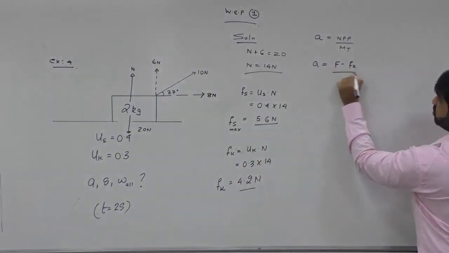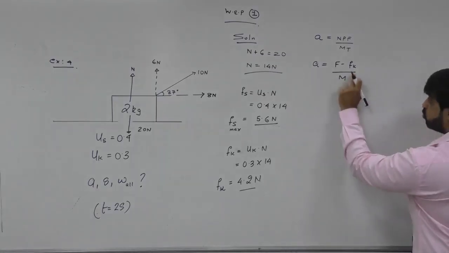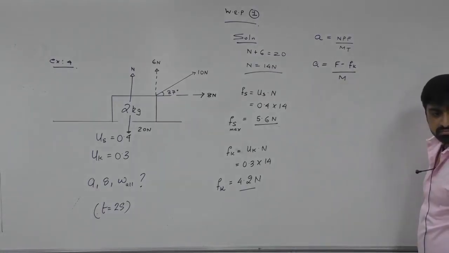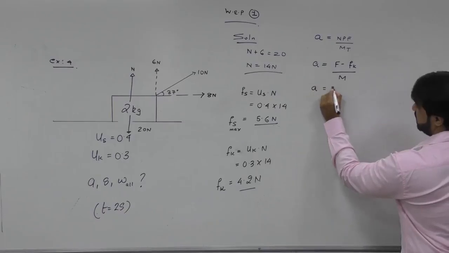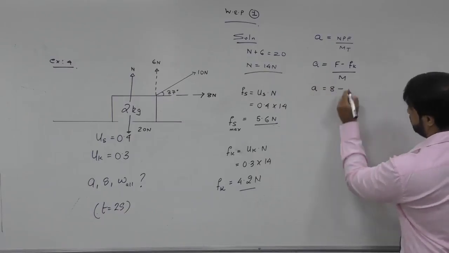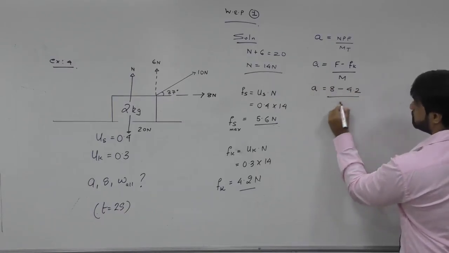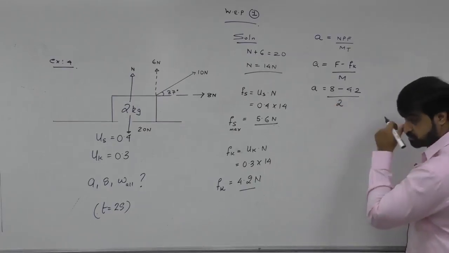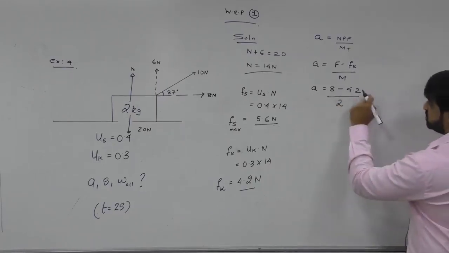We have done this before also, upon M. Don't take Fs, it is 0. F is 8 minus Fk. How much is Fk, beta? 4.2. By M. M is given as how much? 2. Okay. So how much is this answer?